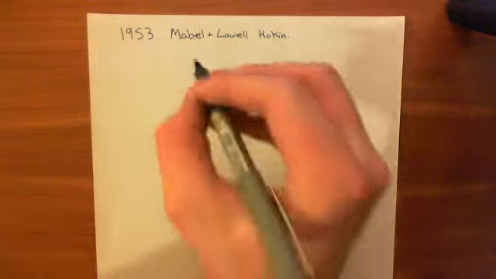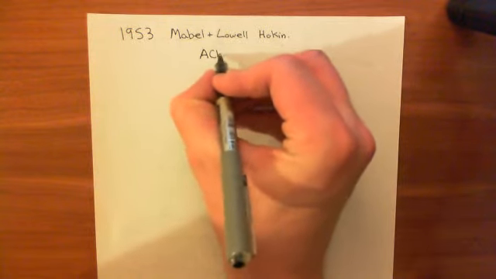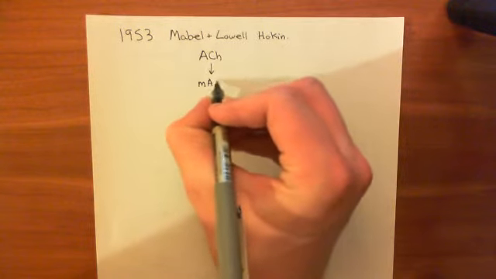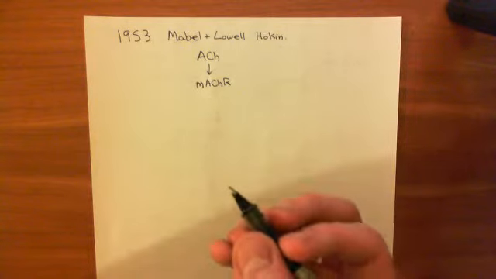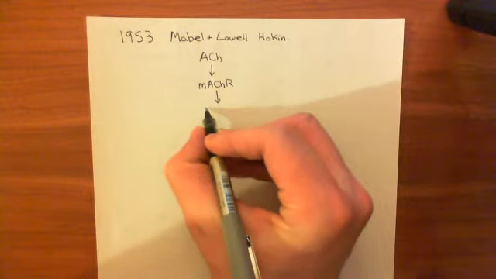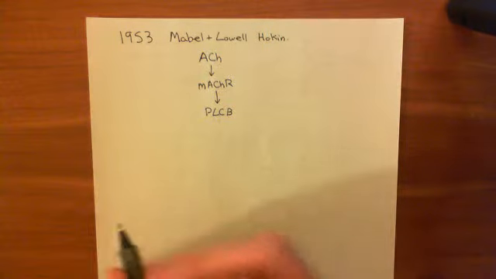And basically, what they were doing is they were stimulating muscarinic receptors with acetylcholine. So they were using acetylcholine to stimulate muscarinic acetylcholine receptors. And these basically were linked to G proteins, and therefore led to the activation of phospholipase C beta 2 in the way that we've discussed in the previous videos.